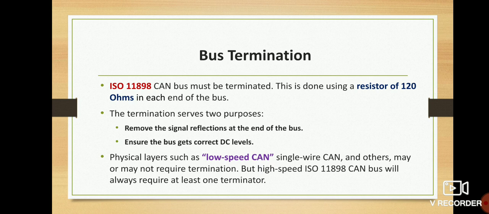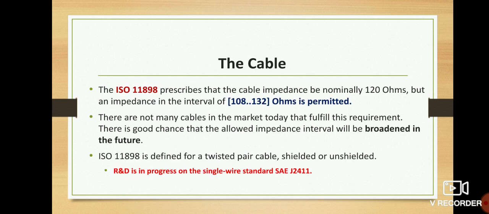So you can use it for both low speed and high speed, but in ISO 11898 it is recommended only for high speed, because as it is high speed, there will be more signal reflection. Once the 120 ohm resistance is added, the signal reflection will be controlled.